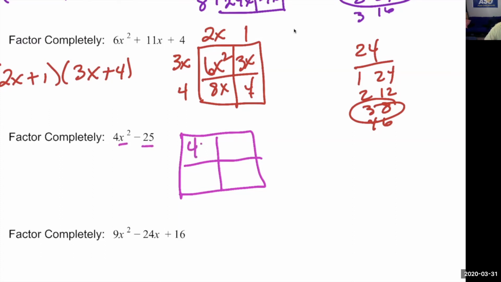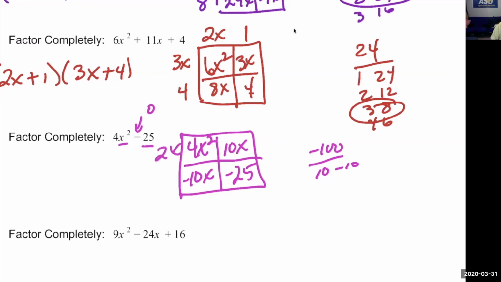So it's 4x squared, negative 25. 4 times negative 25 is negative 100. Factors of 100 that add up to, in this case, 0 would be 10 and negative 10. So 10x, negative 10x. Take out the factors across the top. 4x squared and 10x would be 2x. Negative 10 and negative 25 would be negative 5.